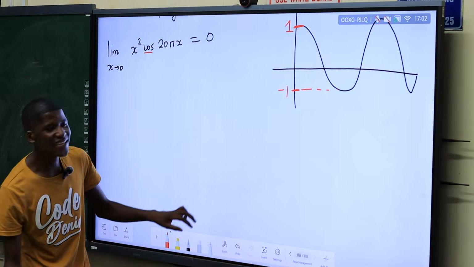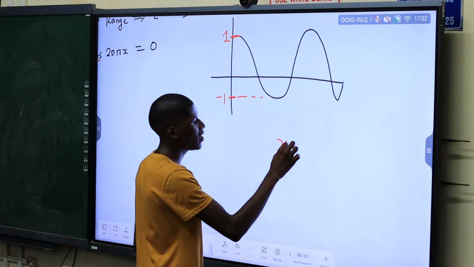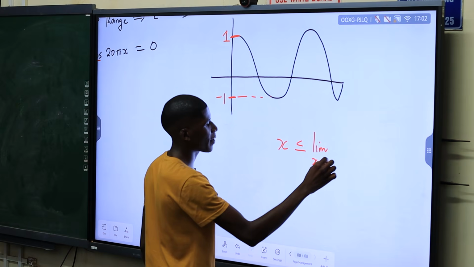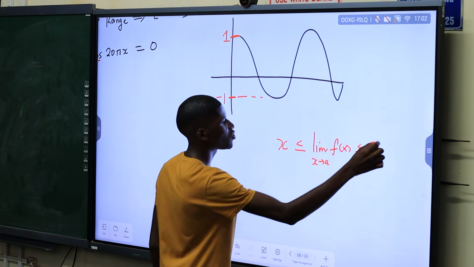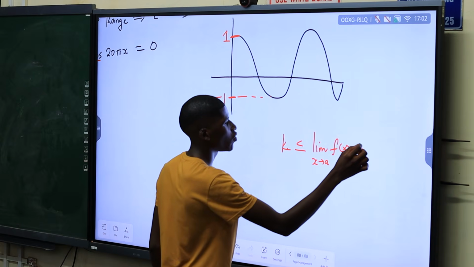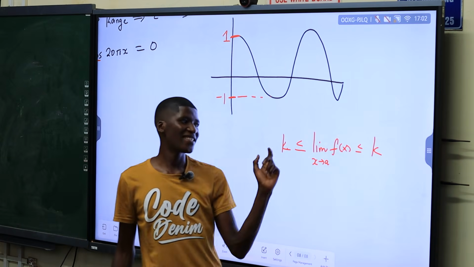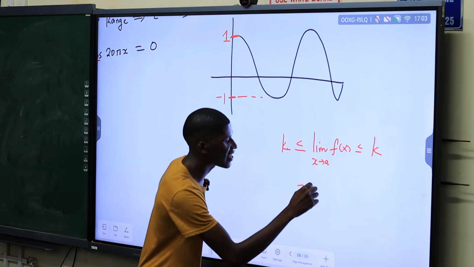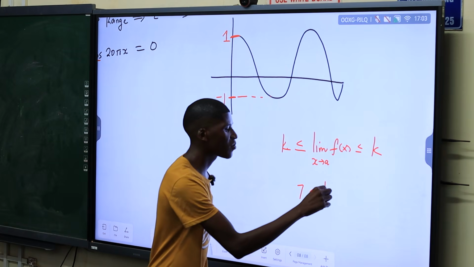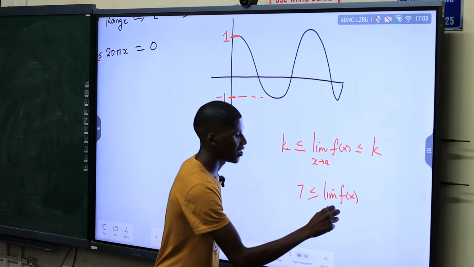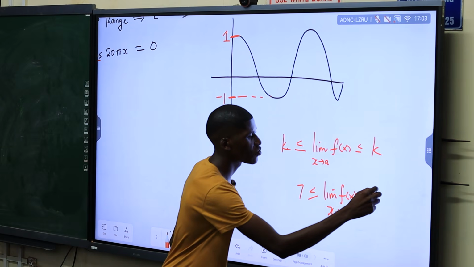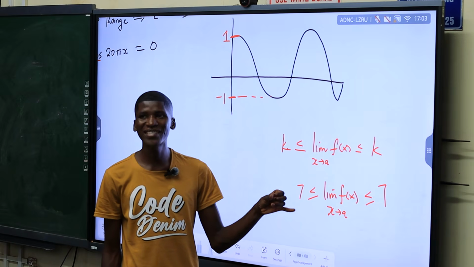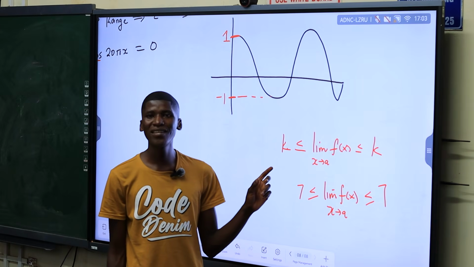So the squeeze theorem, I'm going to write it generally. If the limit as x approaches a of f(x) is between the same number and the same number, for example, if I say 7 is less than or equal to the limit of f(x) as x approaches a, which is less than or equal to 7, what is the value of the limit? 7. Because there is no other number between 7 and 7.